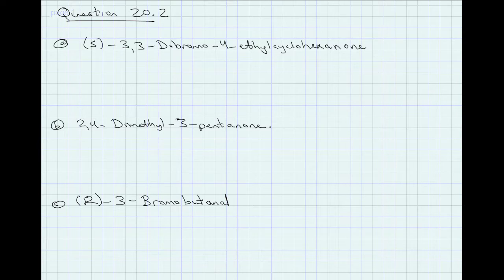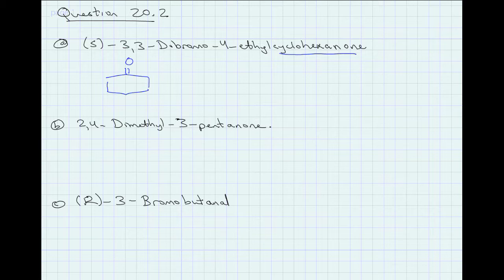S,3,3-dibromo-4-ethylcyclohexanone. So the first thing I would say is, well, I know I have a cyclohexanone, so I would know how to draw a cyclohexane. If I just draw a cyclohexanone, it's going to look something like this. And then I could number it, and it doesn't matter which way I start. I could say 1, 2, 3, 4, 5, 6 carbons. So I have all my carbons numbered. Okay, I'll just delete those for ease of putting substituents on the molecule and keeping it clean. But that's how I'd number it.